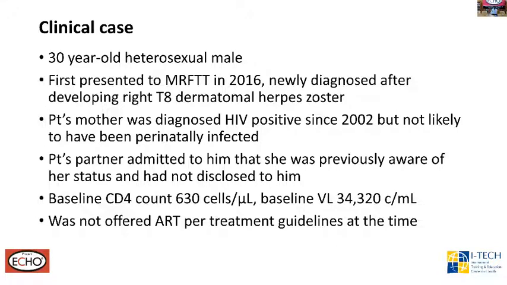His mother was actually known to us. She was diagnosed in 2002, but it was unlikely that he had been perinatally infected, because she would have had him tested in childhood. The patient's female partner at the time admitted that she was previously aware of her status. She was attending a clinic and had not told him. The disclosure process didn't go well. It was violent towards her. They separated.